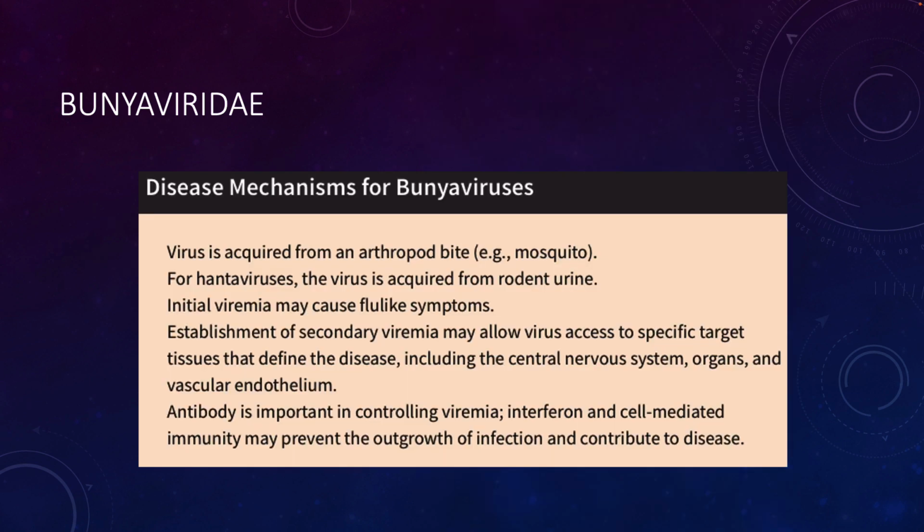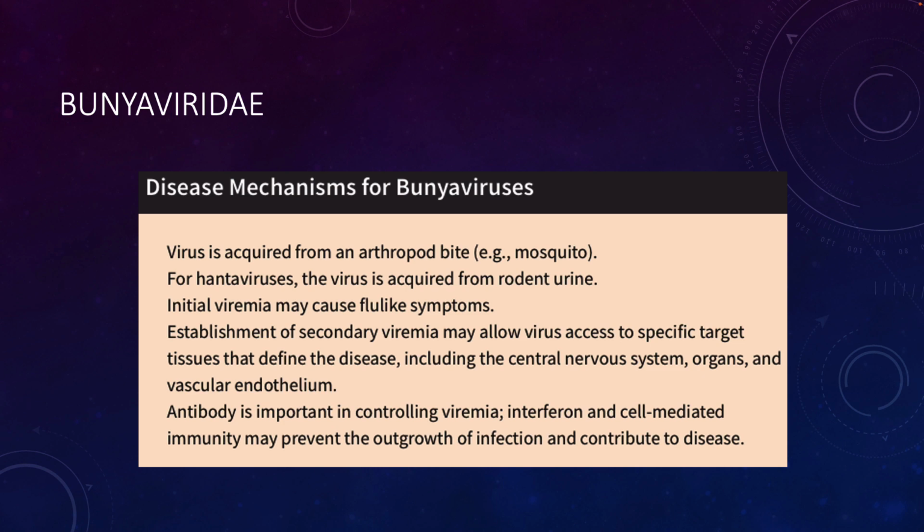With the Bunyaviruses, the majority are acquired from an arthropod bite. For Hantaviruses, it's from rodent urine. As always, we have those initial flu-like symptoms, and it's that secondary viremia as the virus goes back into the bloodstream that allows for access to the specific target tissue. Could be the central nervous system, could be organs like the lungs, it could be the vasculature that causes hemorrhage, like Crimean Congo hemorrhagic fever.